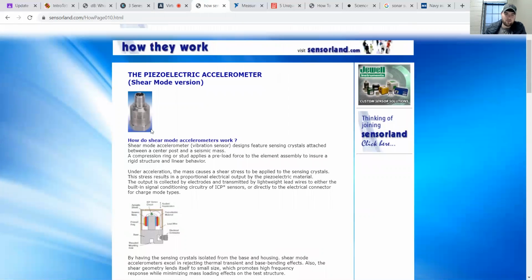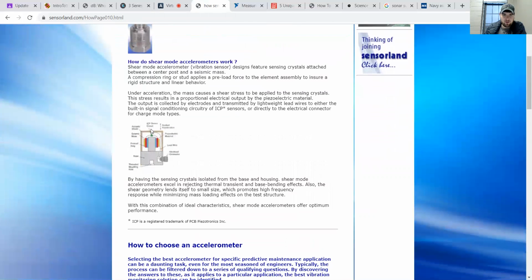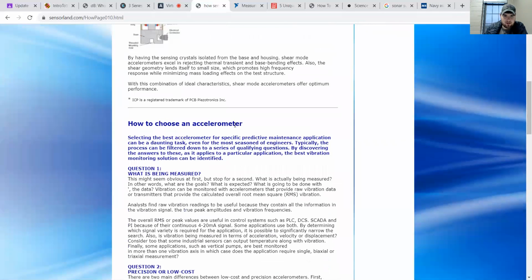But how this accelerometer works, it has a piece of crystal inside of it, isolated from the base, and that crystal moves, and its movement dictates what your output will be. It's really, really interesting. It's a special type of crystal inside of it. Let me see if I can find a little more.